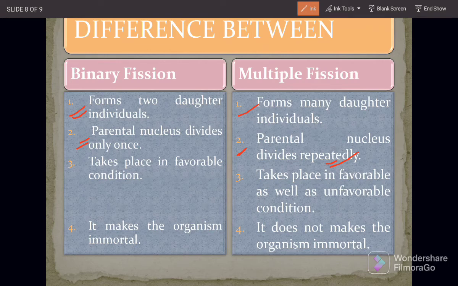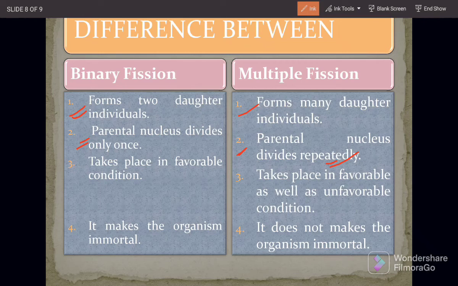If many daughter individuals are to be formed, then the nucleus must divide repeatedly. Then only will many daughter individuals be formed. In binary fission, because only two daughter individuals form, a single division of the parental nucleus is enough. Whereas in multiple fission, the nucleus divides repeatedly.